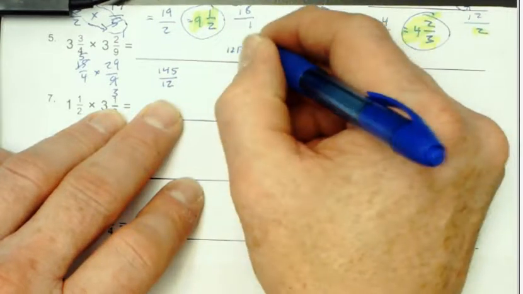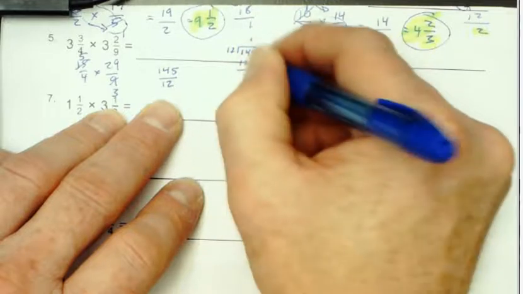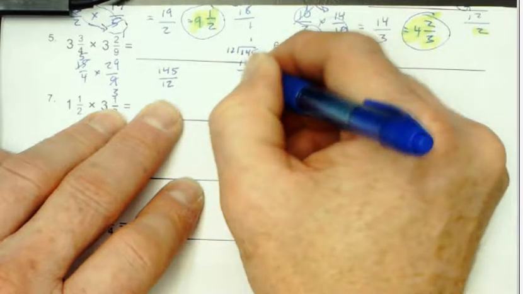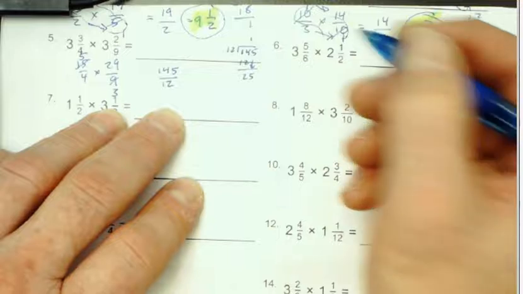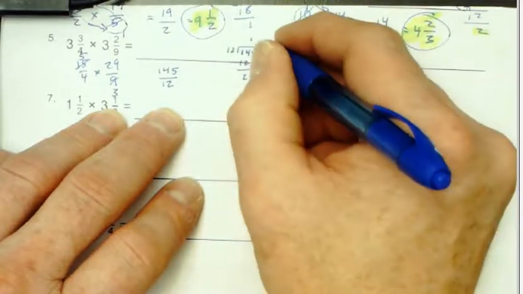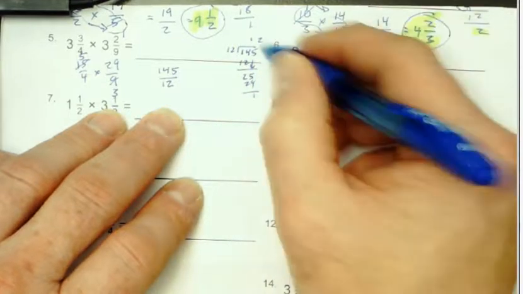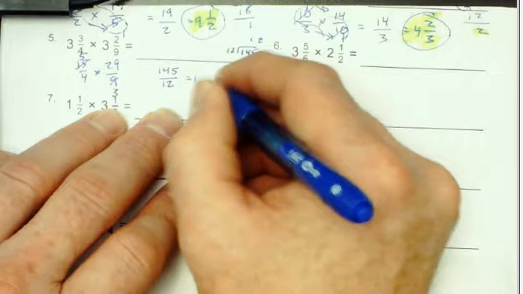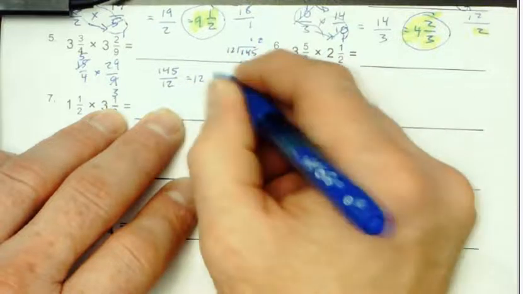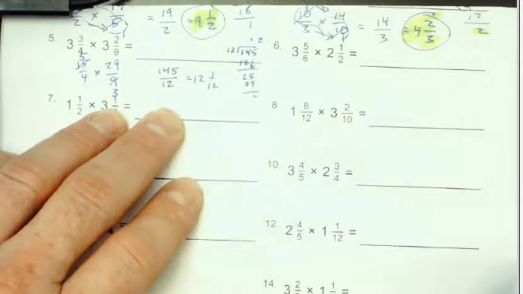It goes into 14 one time. You've got 12. Subtract, you got 2 left over. I'll bring that 5 down. You got 25. 12 goes into 25 2 times. 24. You've got 1 left over. So it looks like 12 with 1 out of 12 parts remaining. So it equals 12 wholes, and there's 1 part left out of a total of 12.